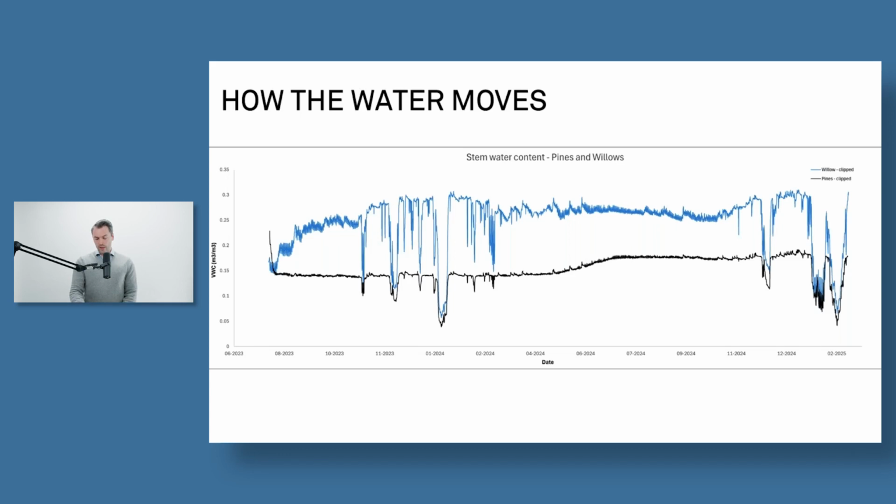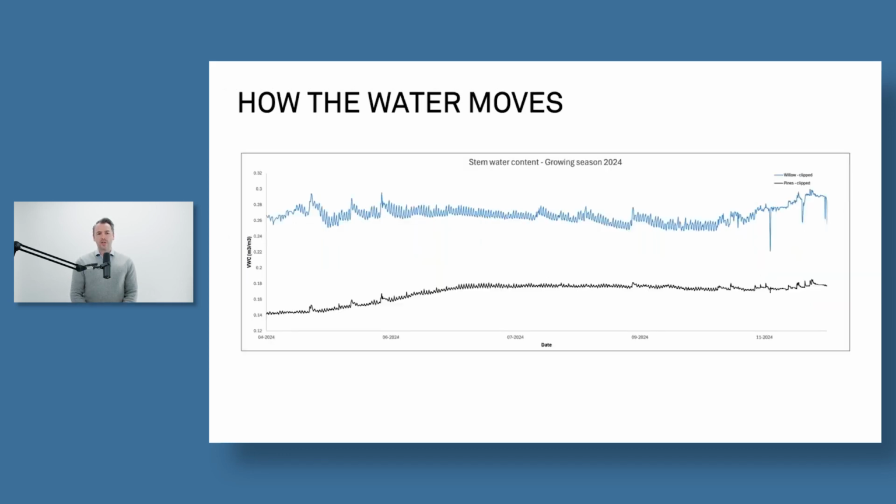Okay. I want to zoom in just on the growing season so we can really talk about water movement, because we can exclude all the times in the winter where the plant isn't growing and it's not really transporting water. What we see right away are these fairly drastic diurnal fluctuations of stem water content. And you see that both in the willow and in the pines. And you can see it is far more dramatic in the willow than in the pines.